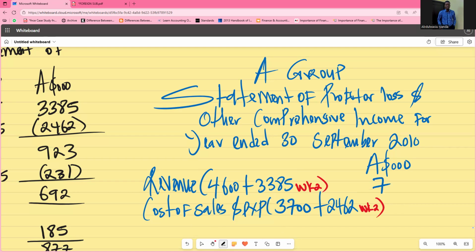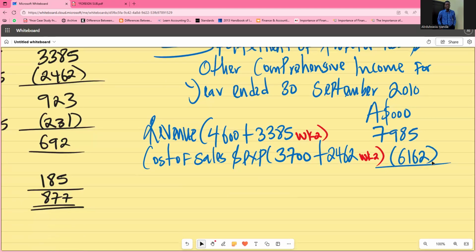This is 7,985. Then you remove this is 3 plus that's 6,126. Then you get your what? Let me zoom down. Your profit before tax. So you do your profit before tax.